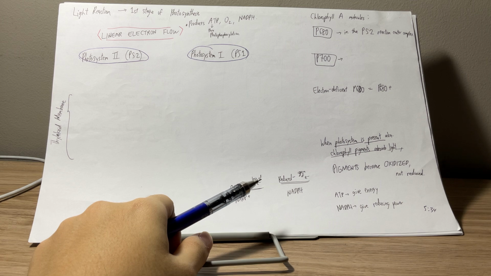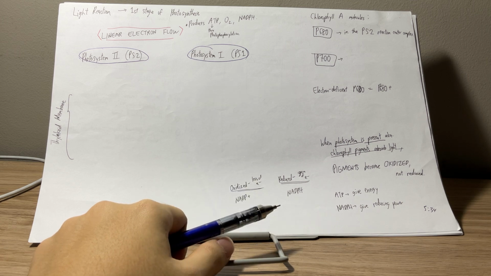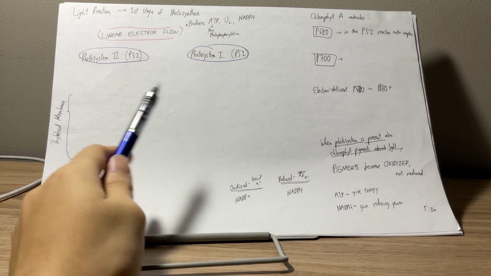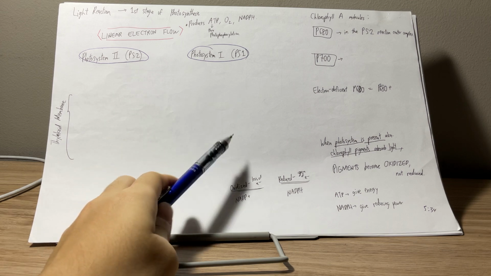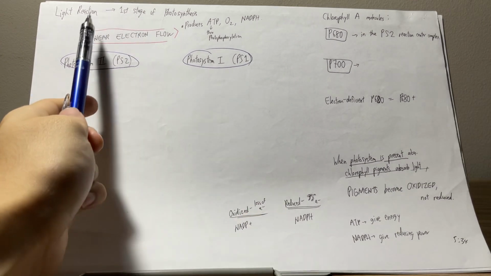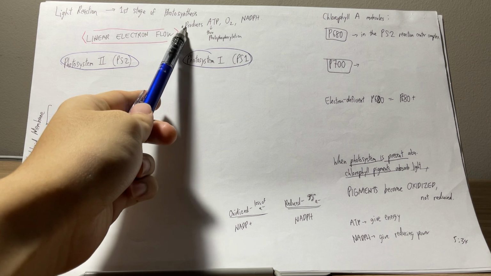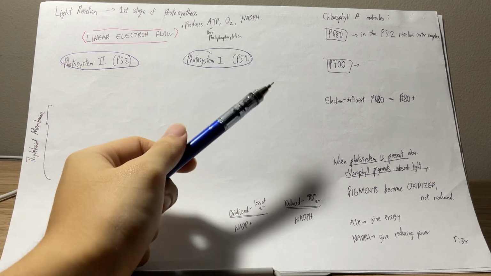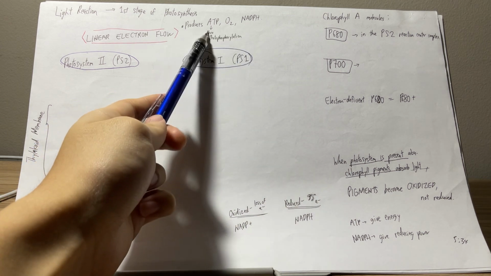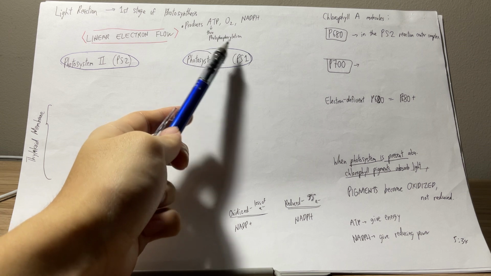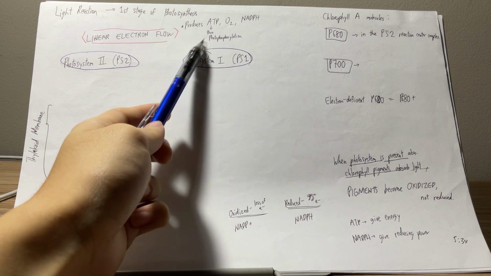Where do we start? PS2, PS1. Essentially, light reaction is the first stage. It produces ATP, oxygen, and NADPH. ATP is made through phosphorylation, specifically photophosphorylation.